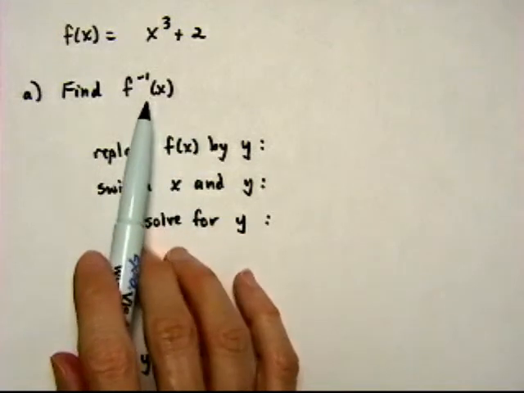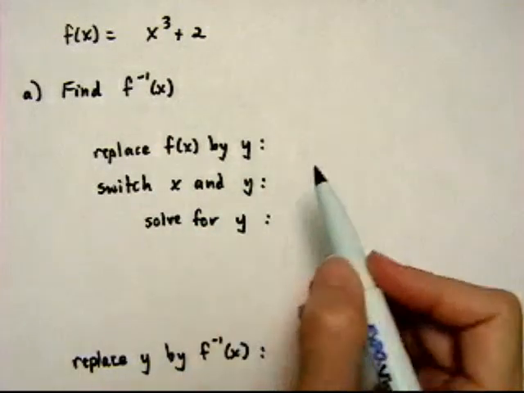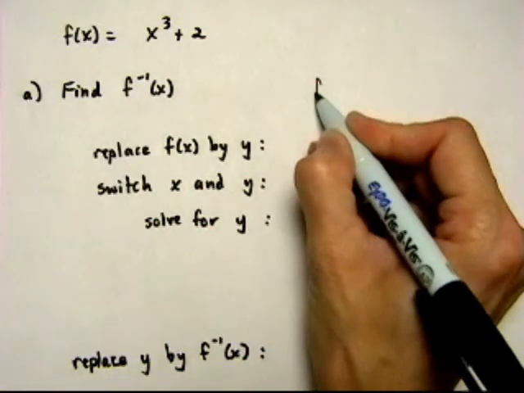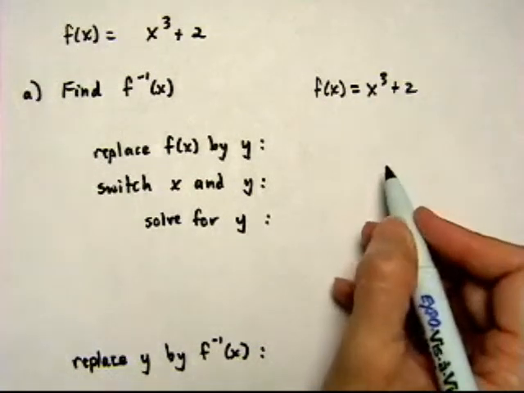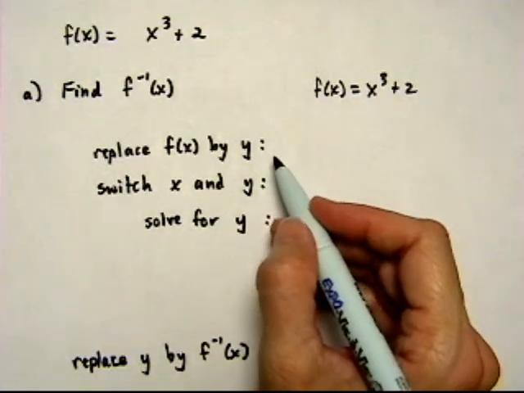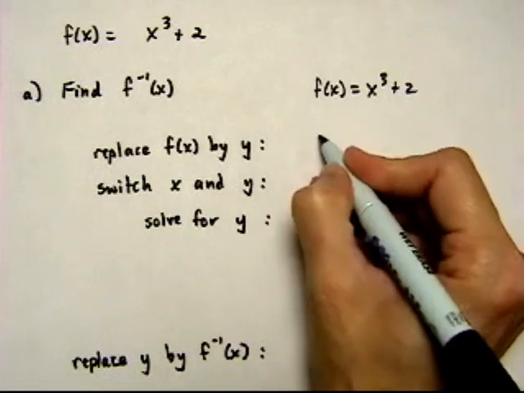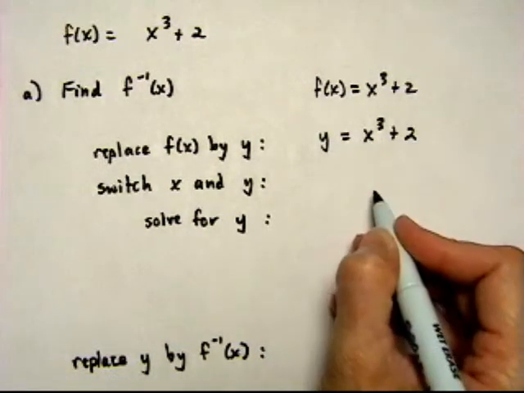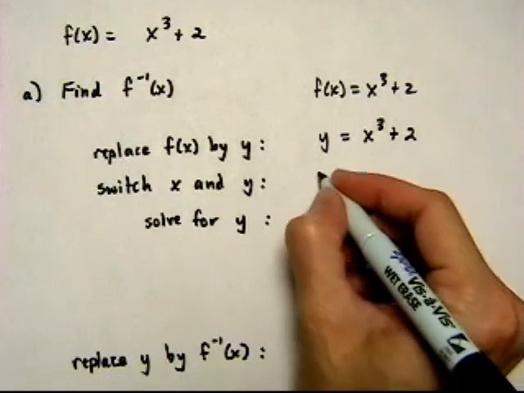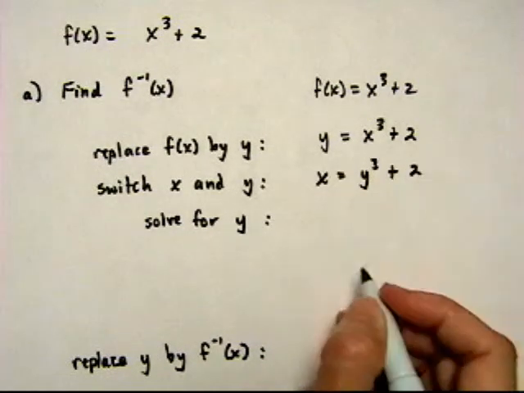Find the inverse of f of x is equal to x cubed plus 2. So we're going to start with f of x, x cubed plus 2, and we're going to follow the usual steps from the previous videos. We're going to replace f of x by y, so y is equal to x cubed plus 2, then switch x and y: x equals y cubed plus 2.